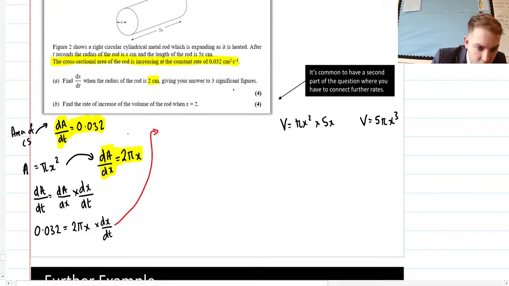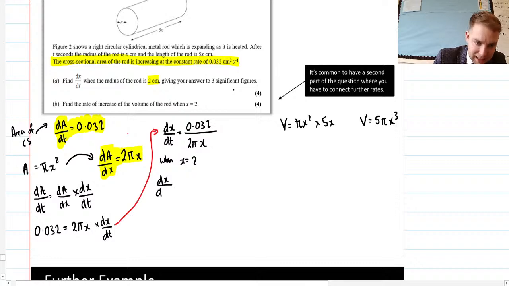So, dx by dt, which is what I'm trying to find, is equal to 0.032 all divided by 2 pi x. Now don't forget they're asking for it when x is equal to 2, so when the radius of the rod is equal to 2. So when x is equal to 2, let's sub that in.